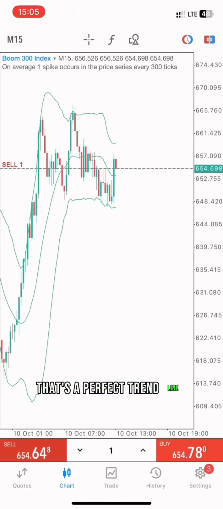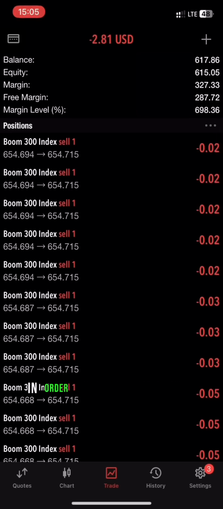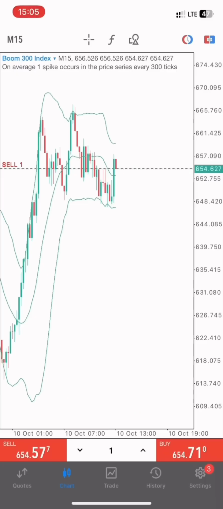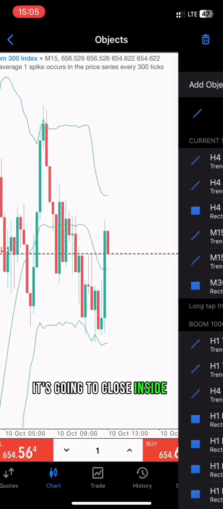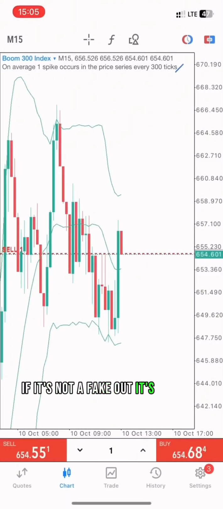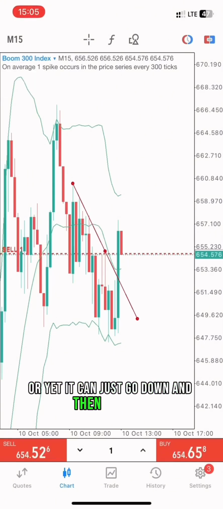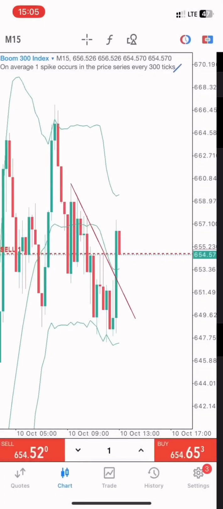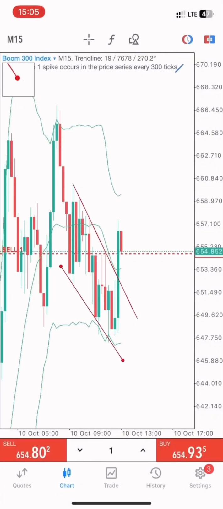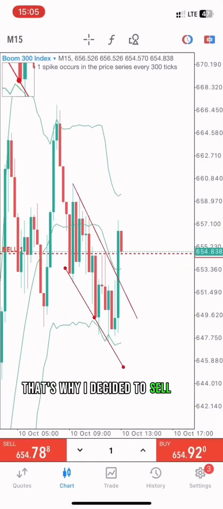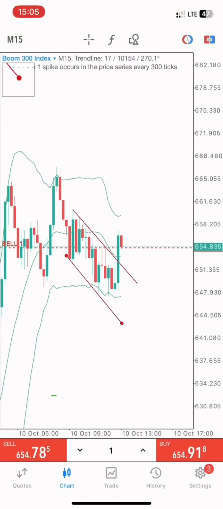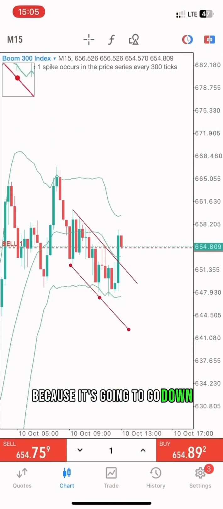That's a perfect trend line, which is bearish, right? So I'm going to trade the retest here in order to know this is a fake out or not. If it is a fake out, it's going to close inside the trend line. If it's not a fake out, it's going to close outside, or it can just go down and then go up. So in this trade, that's why I decided to sell full margin, because it's going to go down.